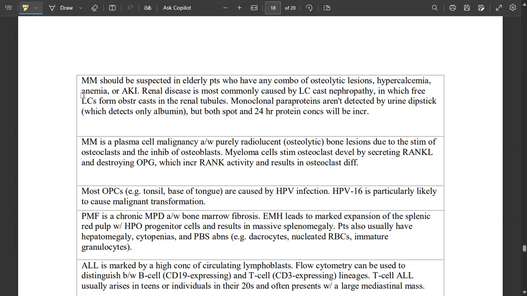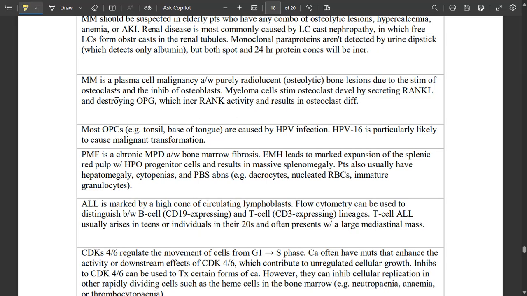Now, multiple myeloma is suspected in elderly patients who have a combination of osteolytic lesions, hypercalcemia, anemia, or AKI. Renal disease is most commonly caused by light chain cast nephropathy, in which free light chains form obstructive casts in the renal tubules. Monoclonal paraproteins are not detected by urine dipstick, which only detects albumin. There are several kinds of proteins, such as immunoglobulins, which are not detected by dipstick, but both spot and 24-hour protein concentration will be increased.